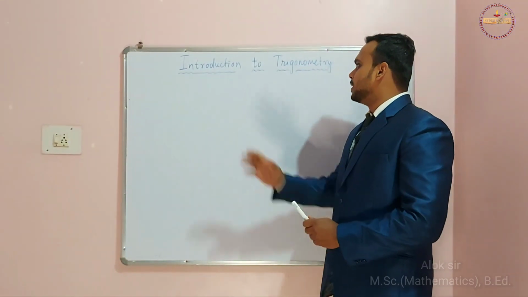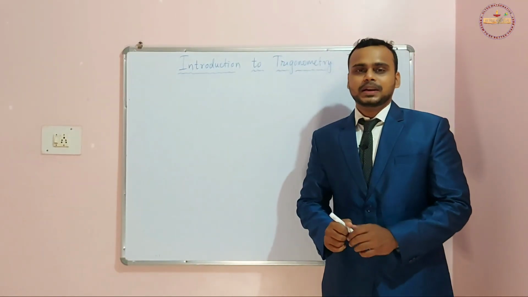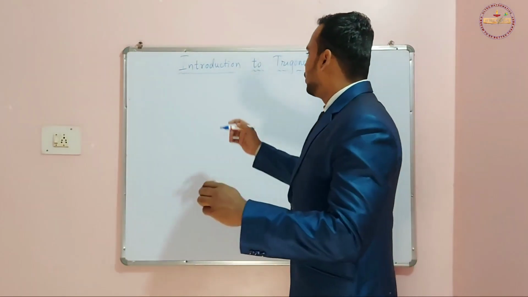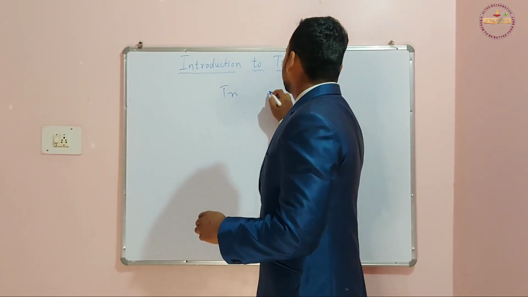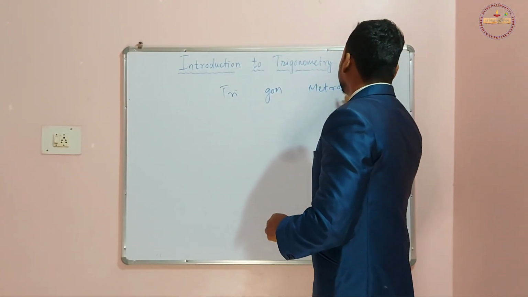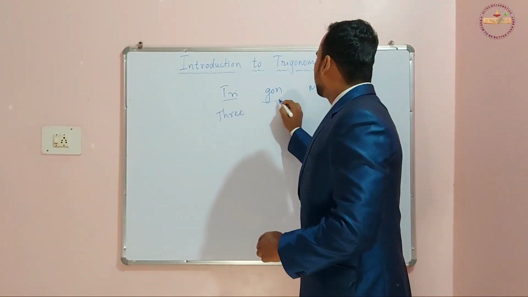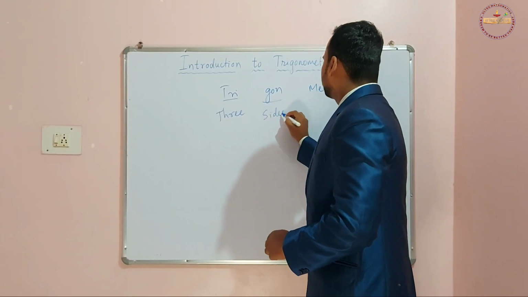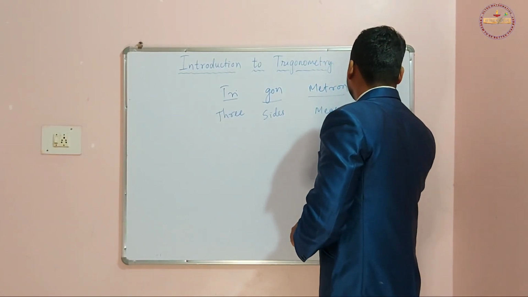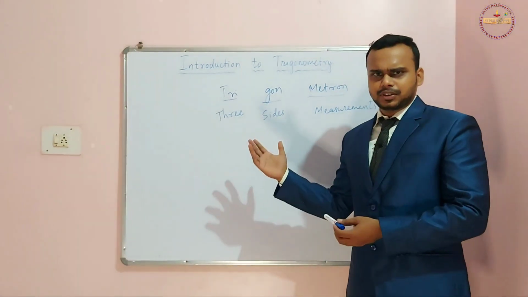Let us begin with what we mean by the word trigonometry. Trigonometry is basically a Greek word. It is derived from three different words: tri, gon, and metron. Tri means 3, gon means sides, metron means measurements. So basically trigonometry means measurement of 3 sides.